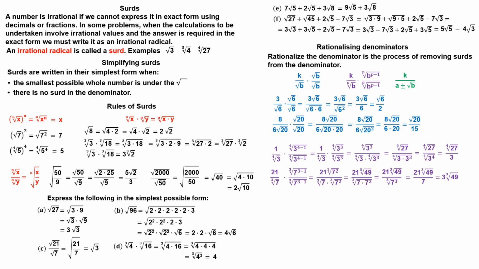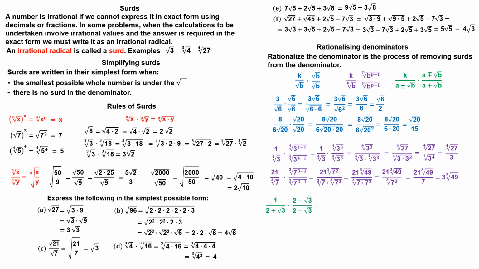If the denominator of a fraction has two terms, swap the plus or minus sign and multiply the numerator and denominator by this expression. See the example. Multiply the numerator and denominator by 2 minus the square root of 3.